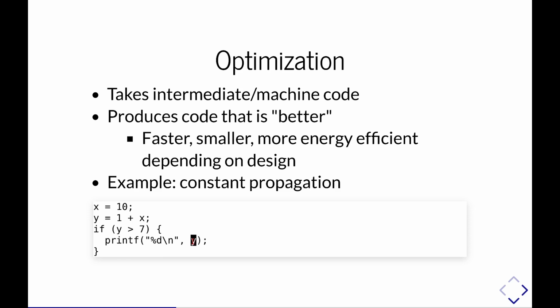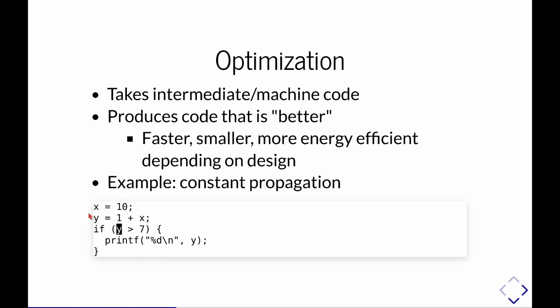Yeah. You replace the y greater than 7 with x greater than 7, and then the y with the 1 plus x. So you're saying replace y with x. Replace the other y with 1 plus x. Okay, that actually might work in this case, right?